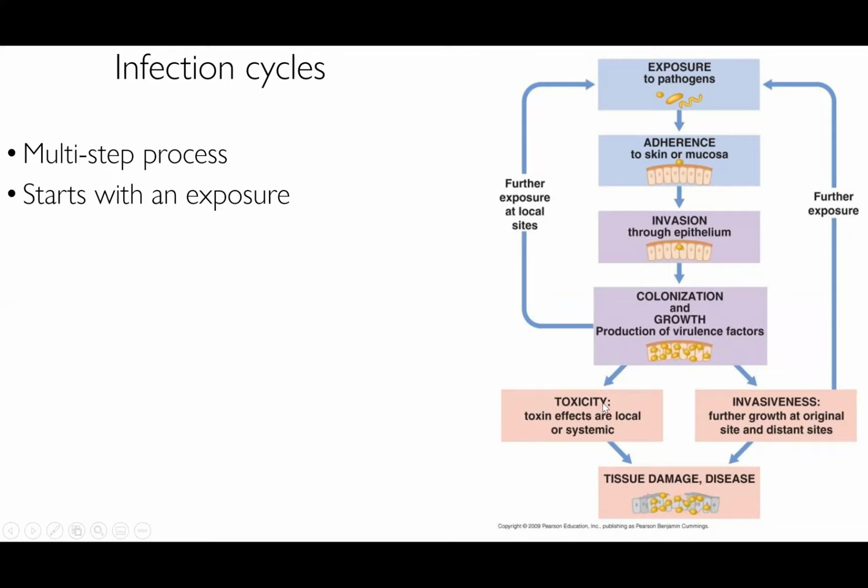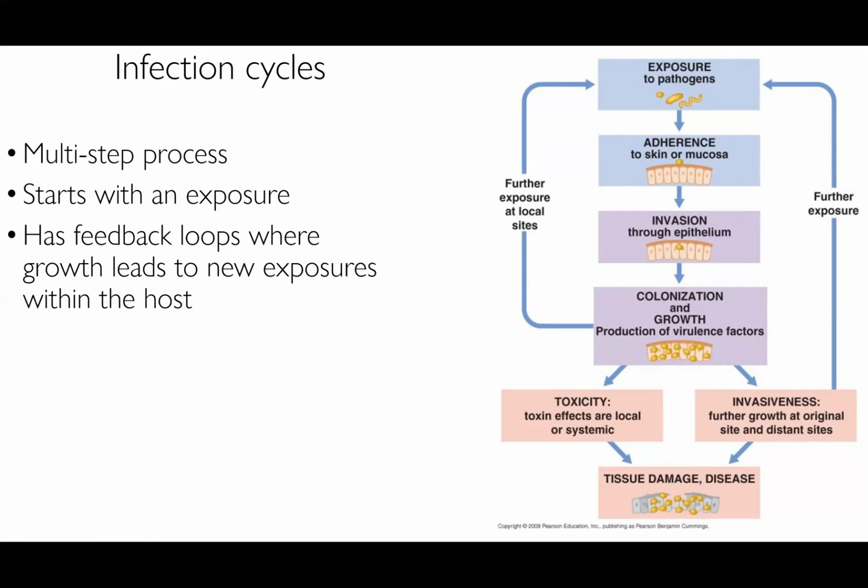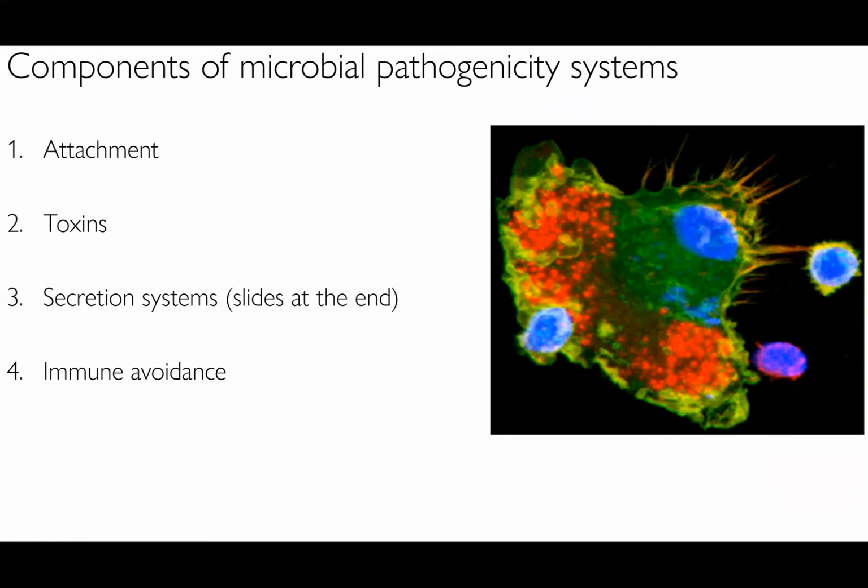And so one of the things it does, it either produces some toxins that affect the local skin and the local tissue and damage it, or it spreads throughout your body, or they can potentially invade your body and spread throughout. Both the invasiveness as well as colonization can allow you to be further exposed at other sites. And so as a pathogen grows, it makes it more likely that it's going to expose you further, also makes it more likely that it's going to spread to another individual. And ultimately, we're talking about these feedback loops that are occurring here where one thing happens and it causes increased exposure. And so there are several components to microbial pathogenicity systems, including attachment, toxin, secretion systems.